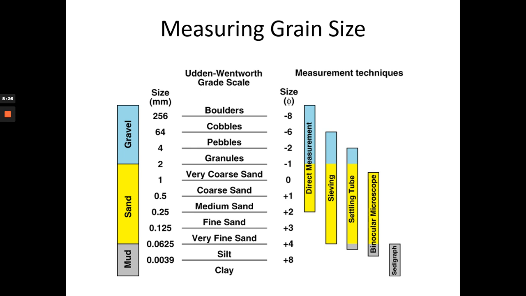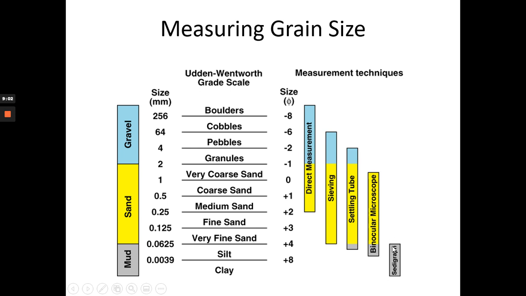So, for example, you can make direct measurements for coarser sediments, from medium sand to boulders. You use just your eyes, your hand lens or a ruler. You need to do sieve analysis for finer grain sands, and a settling tube for very fine grain particles. You might need to use a microscope in some cases, especially if you're working with consolidated sediments, so I mean sedimentary rocks. And for the very fine grain sediments, silt and clay, you need other kinds of methods.